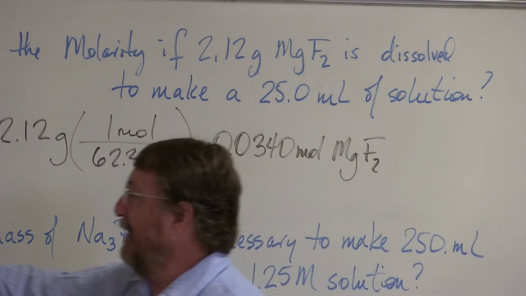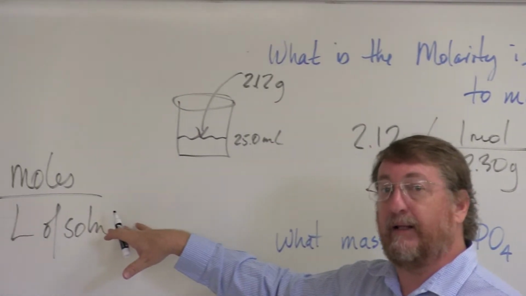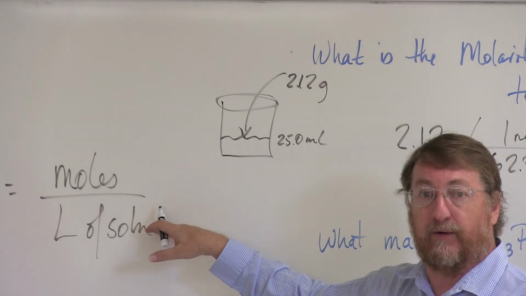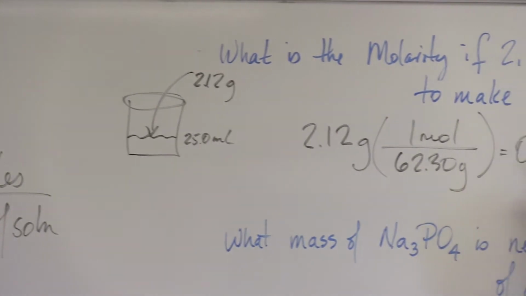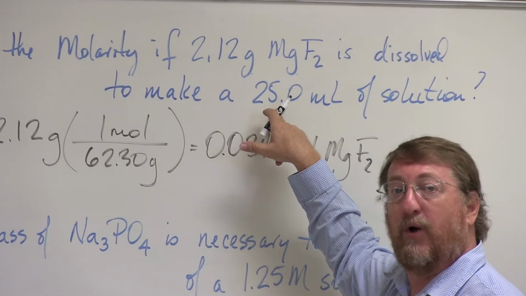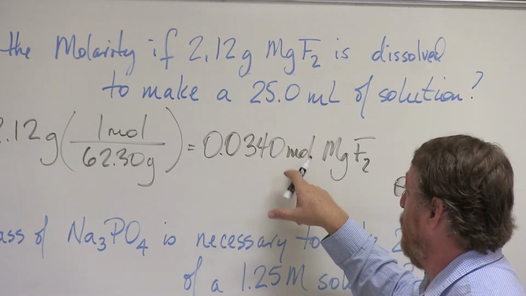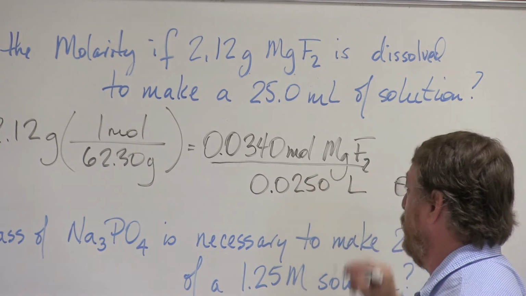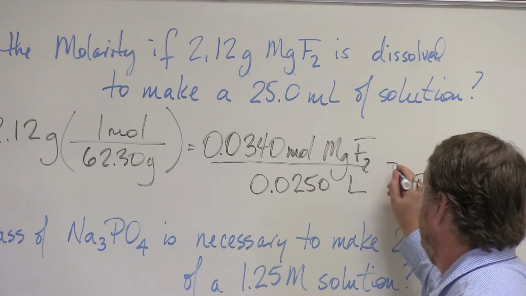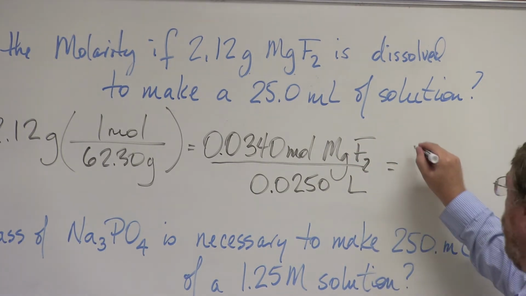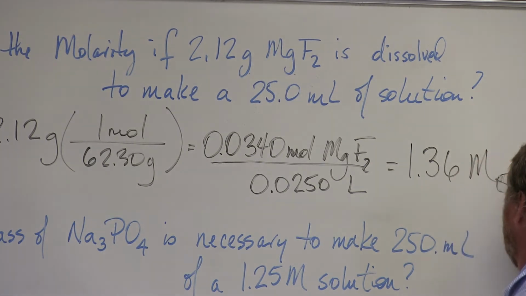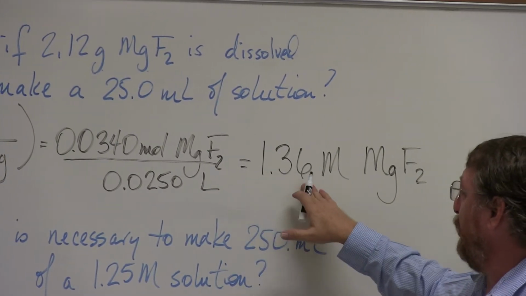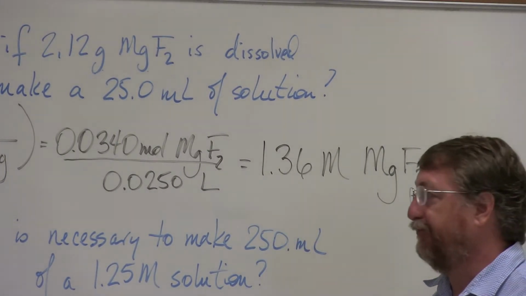Now, we know molarity is moles per liter of solution. We need liters. A lot of times your solution's going to be given in milliliters, especially if it's small. So here we've got 25 milliliters. That's going to be 0.025 liters. So I've got my moles. I'm going to divide by 0.0250 liters, liters of solution. When I do that, pop it into the calculator, we're going to get 1.36 molar. And we would usually identify the dissolved substance, the solute. So we'd say it's a 1.36 molar magnesium fluoride solution.